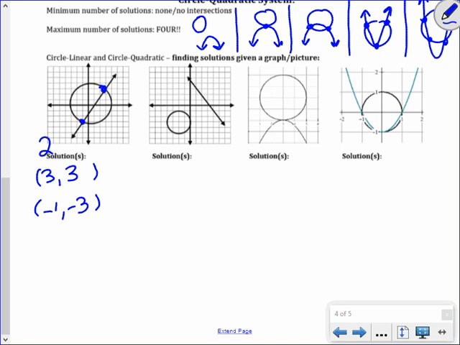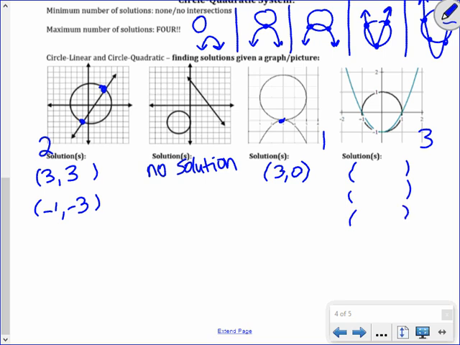All right, how many solutions does this one have? None. You would write no solution. No solution. Because it's always a possibility. How many solutions does this one have? What is it? That's a little blurry. Oh, because this is the y-axis. It's a 3, 0. Right here. Okay. How many solutions does this one have? 3. Okay. 1, 2, 3.